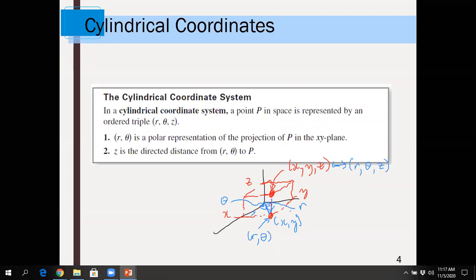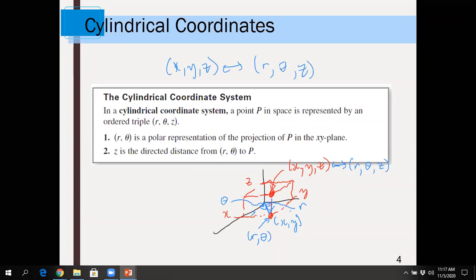I hesitate to write equals because I'm really talking about a different set of coordinates now. I don't want you to get confused and think that x is the same as r and y is the same as theta. But that point we can represent by r, theta, z, where r and theta are exactly the same as they were in the polar coordinate system. Does that make sense? Literally, you're just swapping out x, y, z for r, theta, z.